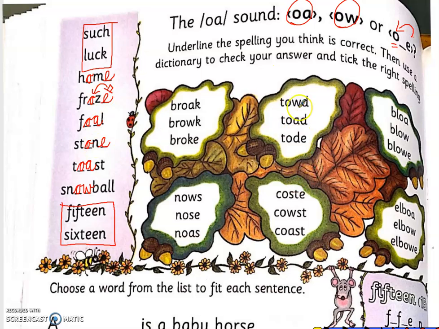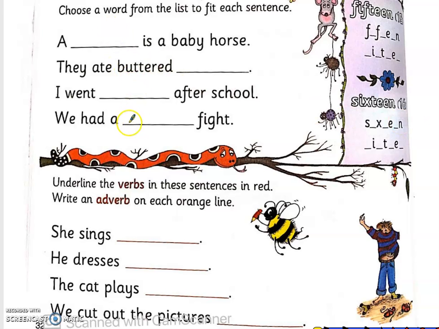Okay, so you can fill those in and then read these words and circle which one you think is correctly spelled. Broke, 1, 2, or 3. Toad, blow, nose, coast, and elbow. I want to see what you guess yourselves. Then don't forget to fill in 15 and 16 at the side, and pick the correct words from the top list for these sentences. A something is a baby horse. They ate buttered something. I went something after school, and we had a something fight.